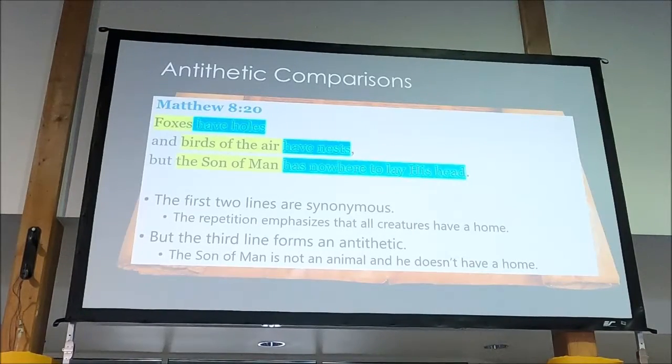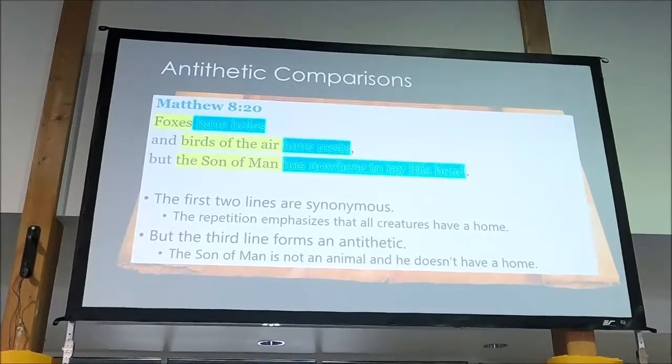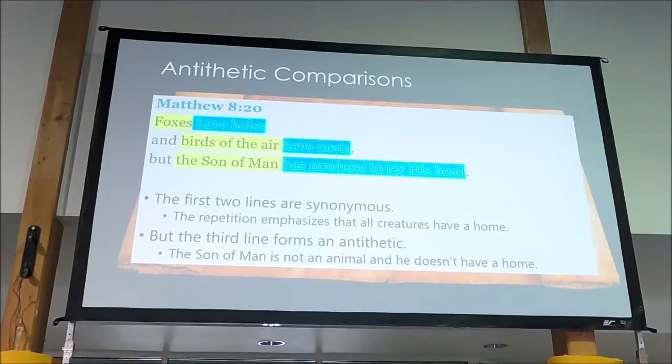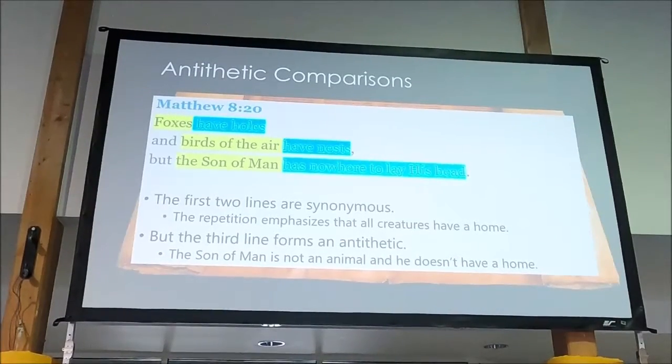But the Son of Man, who is not an animal, has what? Nowhere to lay his head. He doesn't have a place to stay. It becomes an opposite. So the first two lines are synonymous, and the last line is antithetic, to show the contrast.